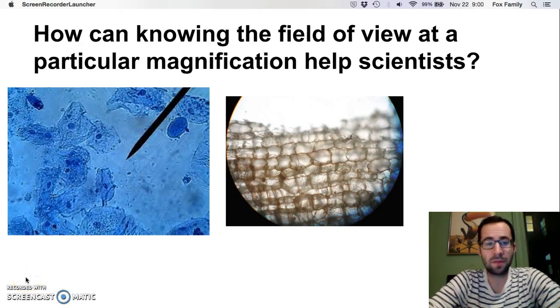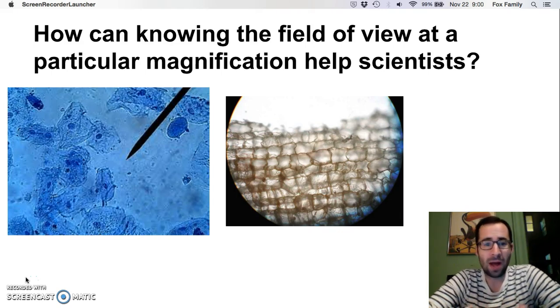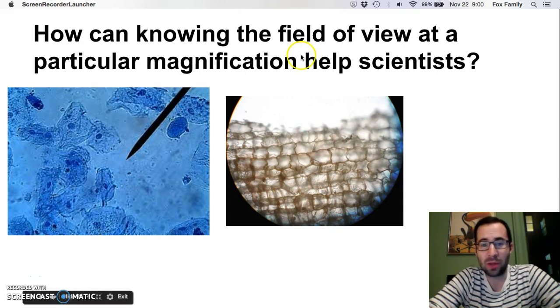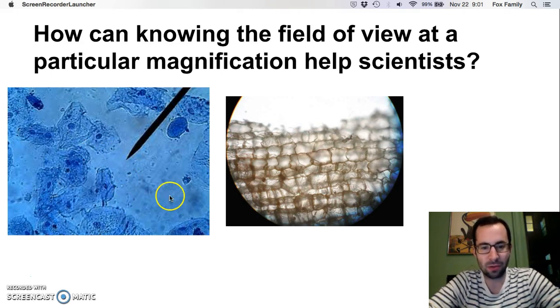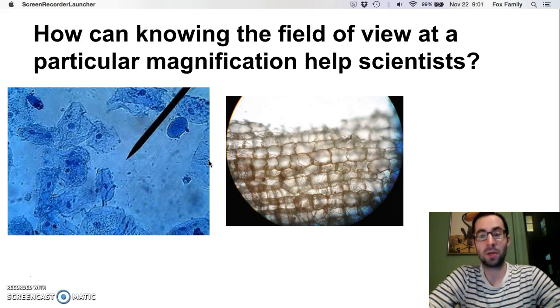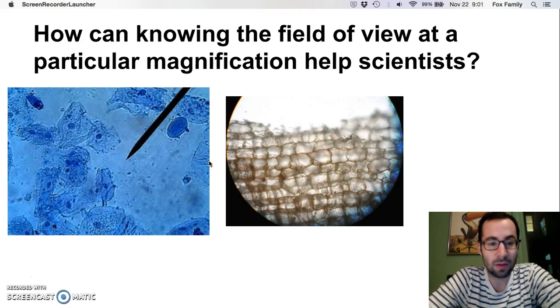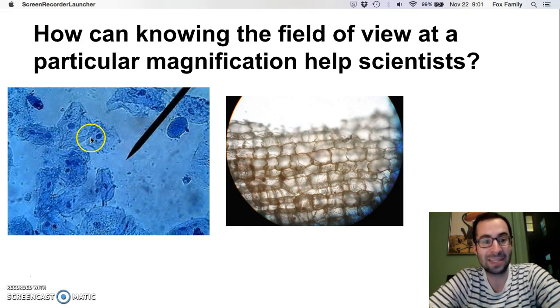Okay, so we just got a little bit to finish up here about field of view and measuring cells. One reason why it might be interesting, or how can knowing the field of view at a particular magnification help scientists? Well, let's say you're a scientist looking at this at 40 times magnification. You know your field of view from here to here is 45 millimeters. So you could then potentially figure out, well, how big is this cell?